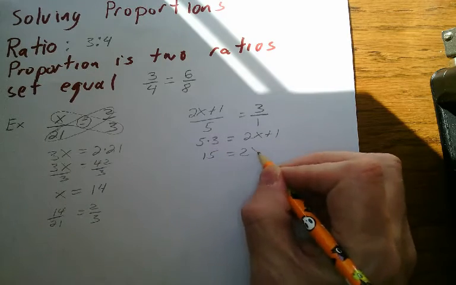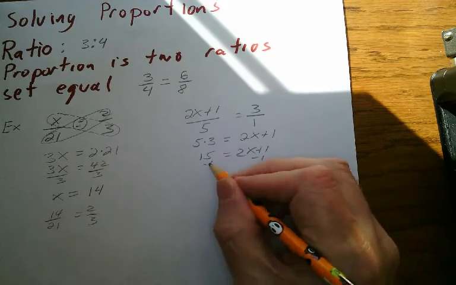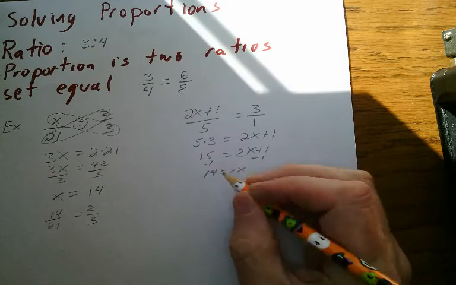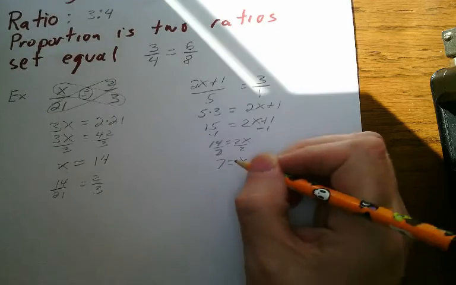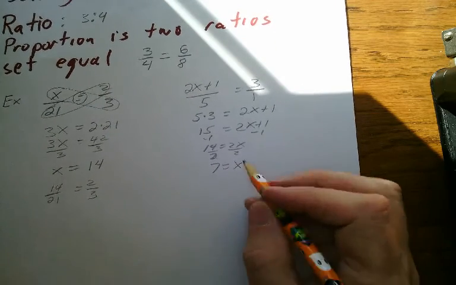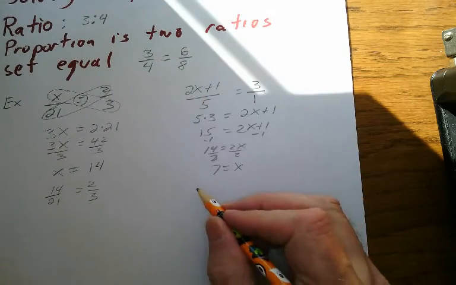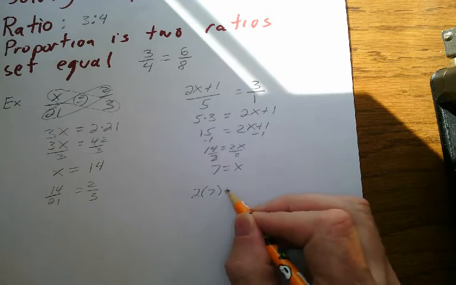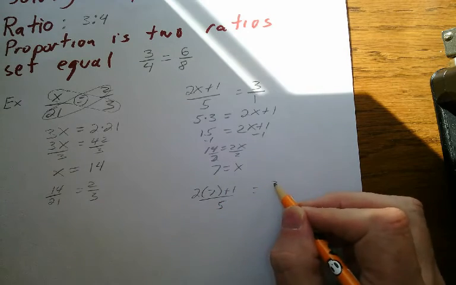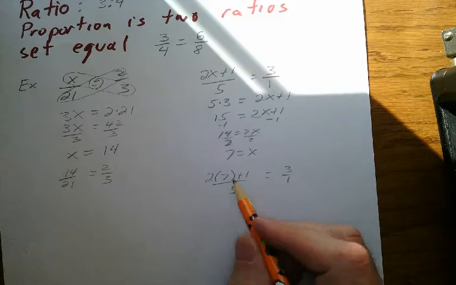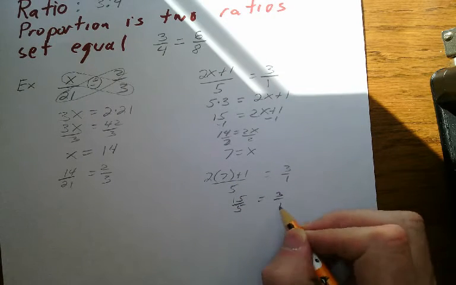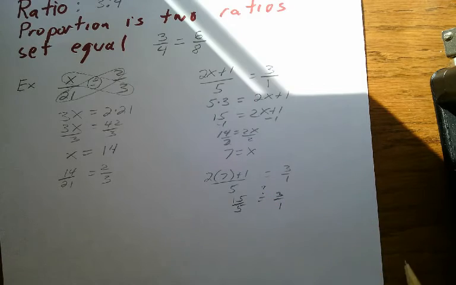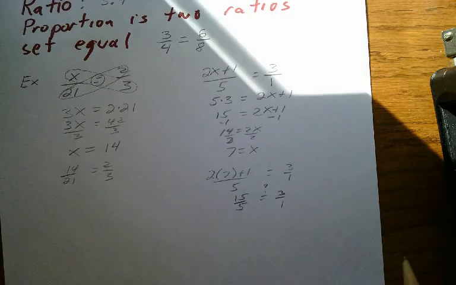15 equals 2x plus 1. Minus the 1, 14 is 2x. Divide by 2, you get 7 is x. So what we're saying, if we plug that 7 in, 2 times 7 plus 1 divided by 5, does that equal 3 over 1? 2 times 7 is 14 and 1 is 15. Does 15 over 5 equal 3 over 1? I think it does, because what's 15 divided by 5? It's 3.